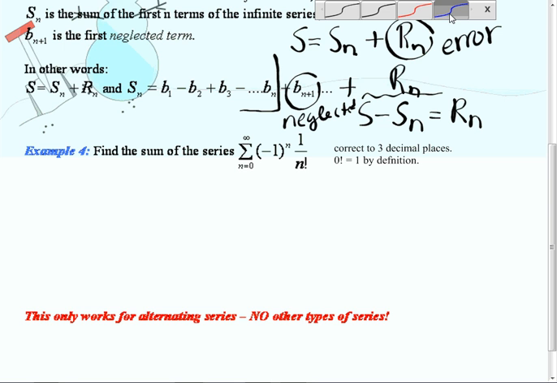So the first term is -1 to the 0, times 1 over 0 factorial. Well, we need to have a 0 factorial because we run into it often, so we've defined it to be 1.